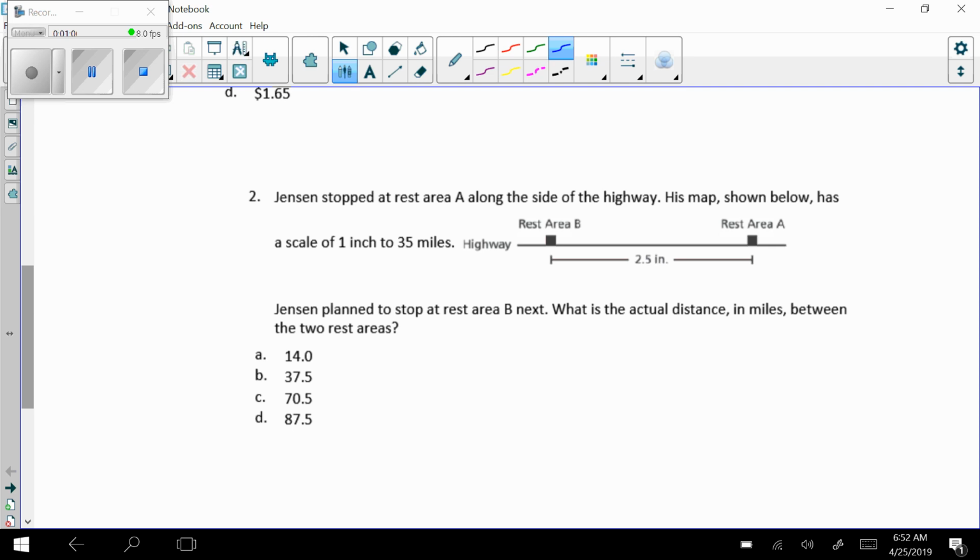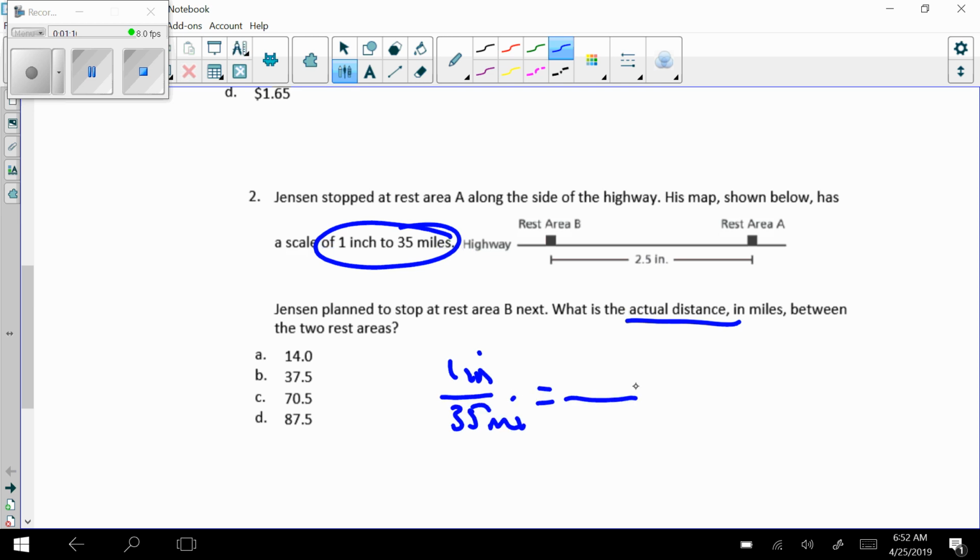Number 2, actual distance. This is a scale factor. Here's your first scale: 1 inch is 35 miles. The only key you have to figure out is where that 2.5 goes. Inches here, miles there. So figure out where 2.5 goes and you'll have your answer.